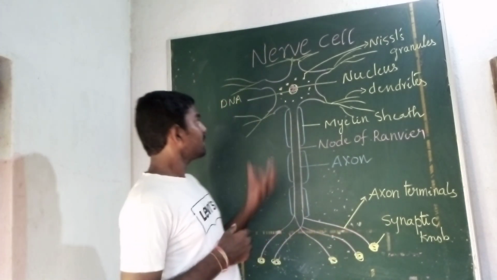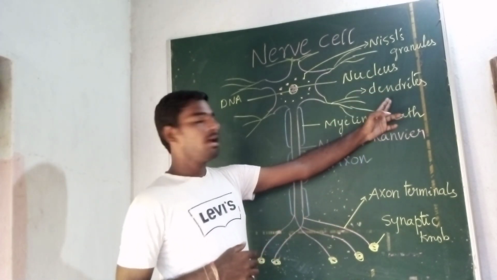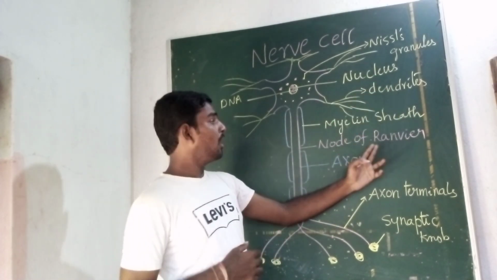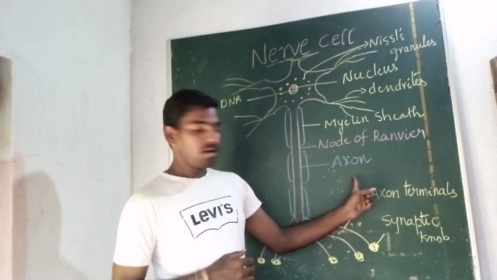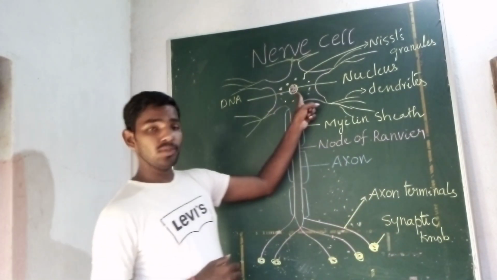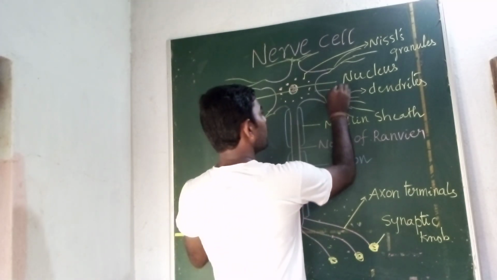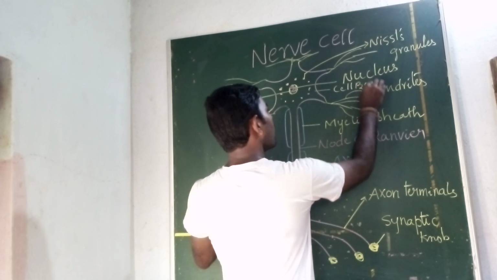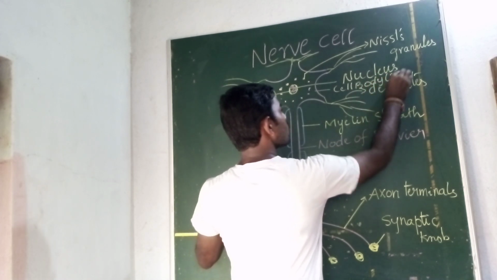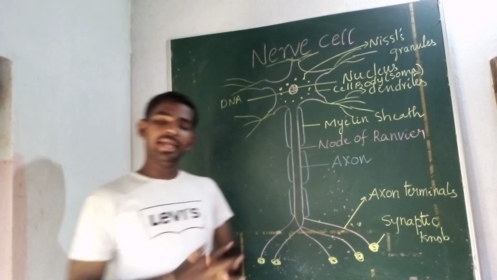As I have drawn the diagram here, the nerve cell consists of the nucleus, dendrites, myelin sheath, node of Ranvier, axon, axon terminals, synaptic knob, and also inside the nucleus there is the presence of DNA. Along with this, the cell body is also called soma. So these are all the parts of the nerve cell.